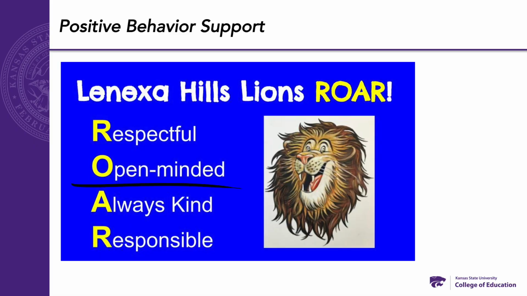If your school has a positive behavior system, go ahead and use that and adjust it for the context of your classroom. For example, at Lenexa Hills, we were the Lions, and our positive behavior acronym was ROAR, and it stood for respectful, open-minded, always kind, and responsible. And you can use a structure like that with the students in your classroom and just talk through what does it look like in our classroom to be respectful? What does it sound like in our classroom to be respectful?